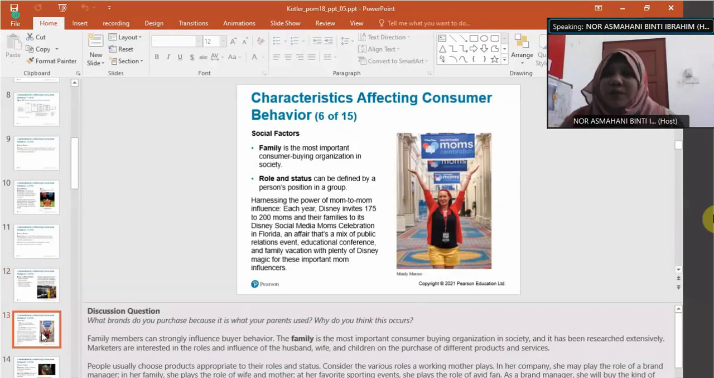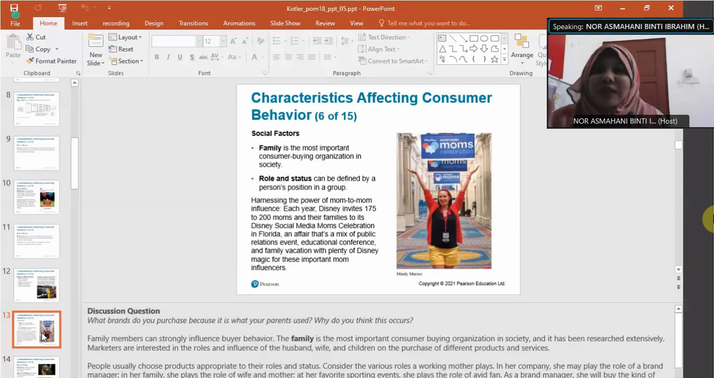Social factor, family and role status. Definitely, your dad, your family, your parents, right, might influence you to buy, or maybe you are the one who is dominant in the family who can influence your dad or your mom. Another question to you: in your family, who is dominant? Siapa yang dominant in your family? You need to ask permission from this person first before you can get a product, right?